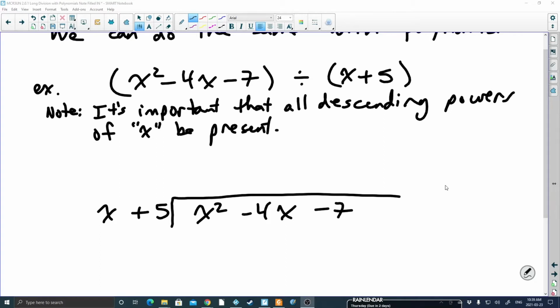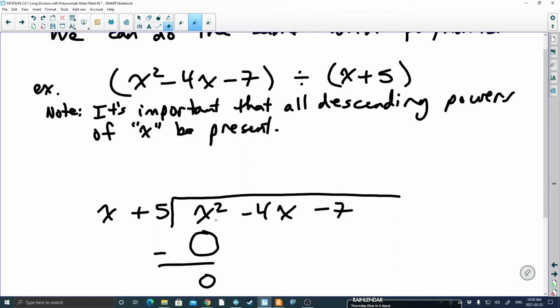So I want to divide x squared minus 4x minus 7 by x plus 5. Well, let's use the same logic we were using above. What I'm trying to do is get a value here that when I subtract x squared by that value, my answer is going to be 0. I want my answer to be 0, okay? Well, that means I need an x squared in this position right here.